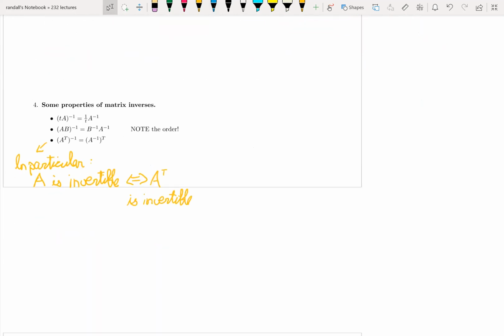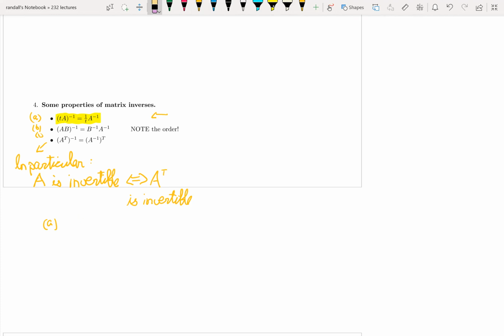Now some properties of matrix inverses. Let's look at what happens when you combine inverses with scalar multiples of matrices, products of matrices, and transpose. How do inverses relate to those? Let's look at these, which I'll call A, B, and C. Remember, we want to show that these statements are equal, which means that, for example, this first one, A, says that the inverse of tA is as written. I'll write that down in English just once here.